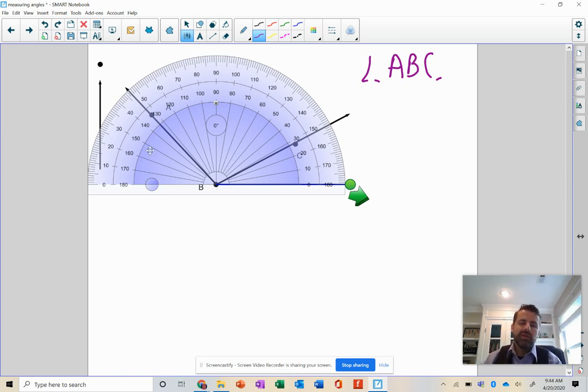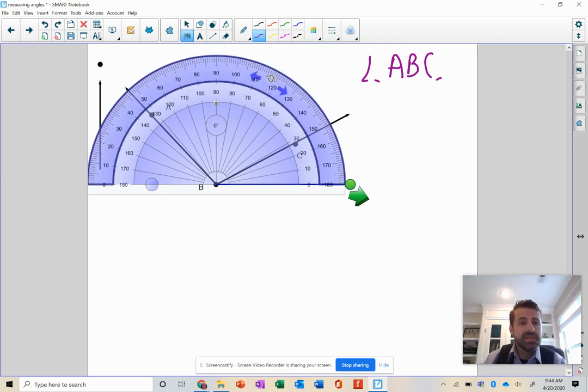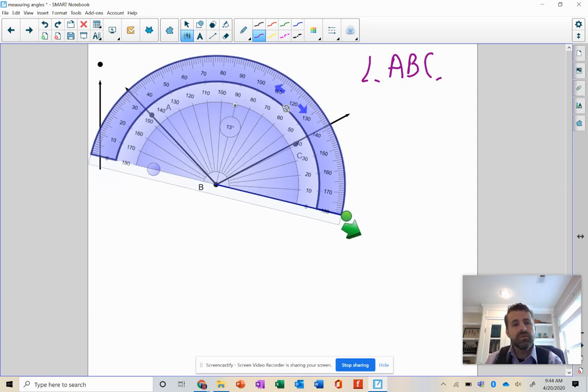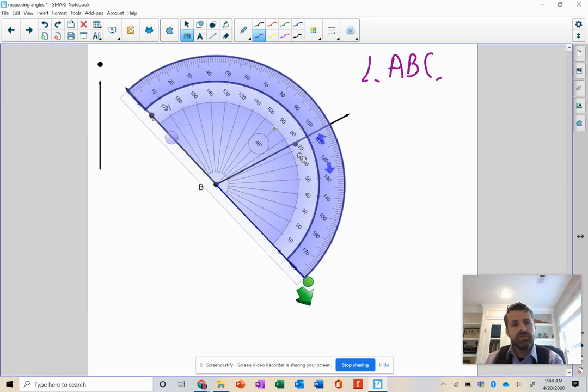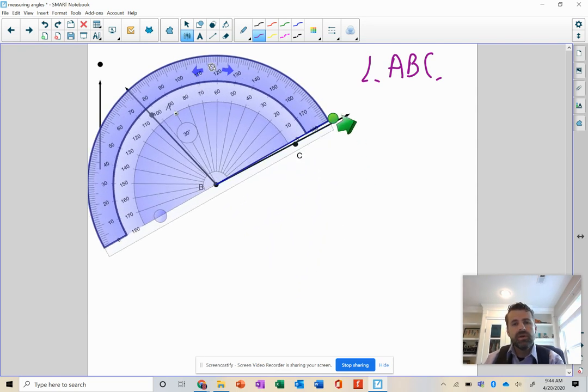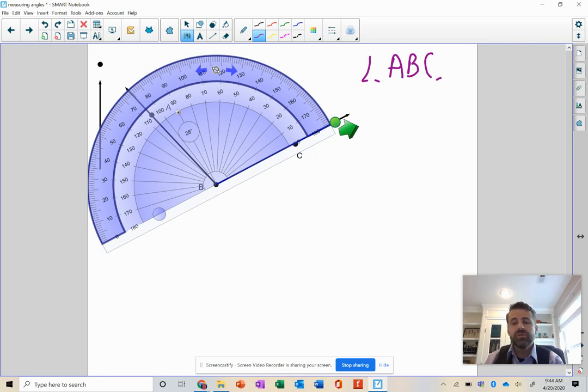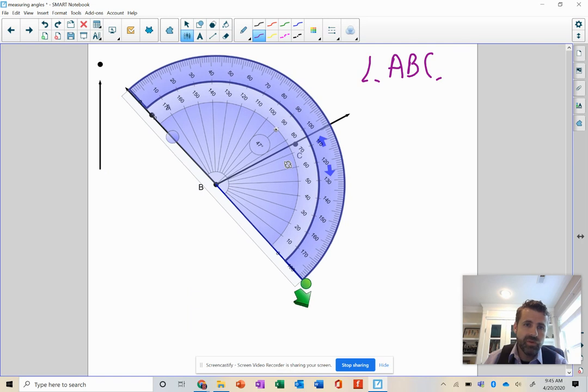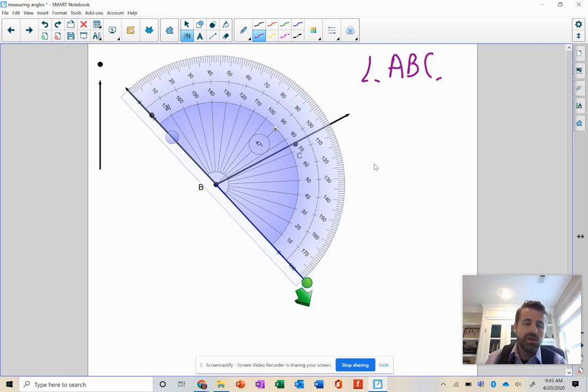Neither of my rays is matching up with this bottom of my protractor. So I need to actually rotate it so that it does that. And like I said before, you can rotate it either this way or this way. Whatever your preference is, you'll still get the same measurement. Okay, so I'm actually going to do it this way this time.